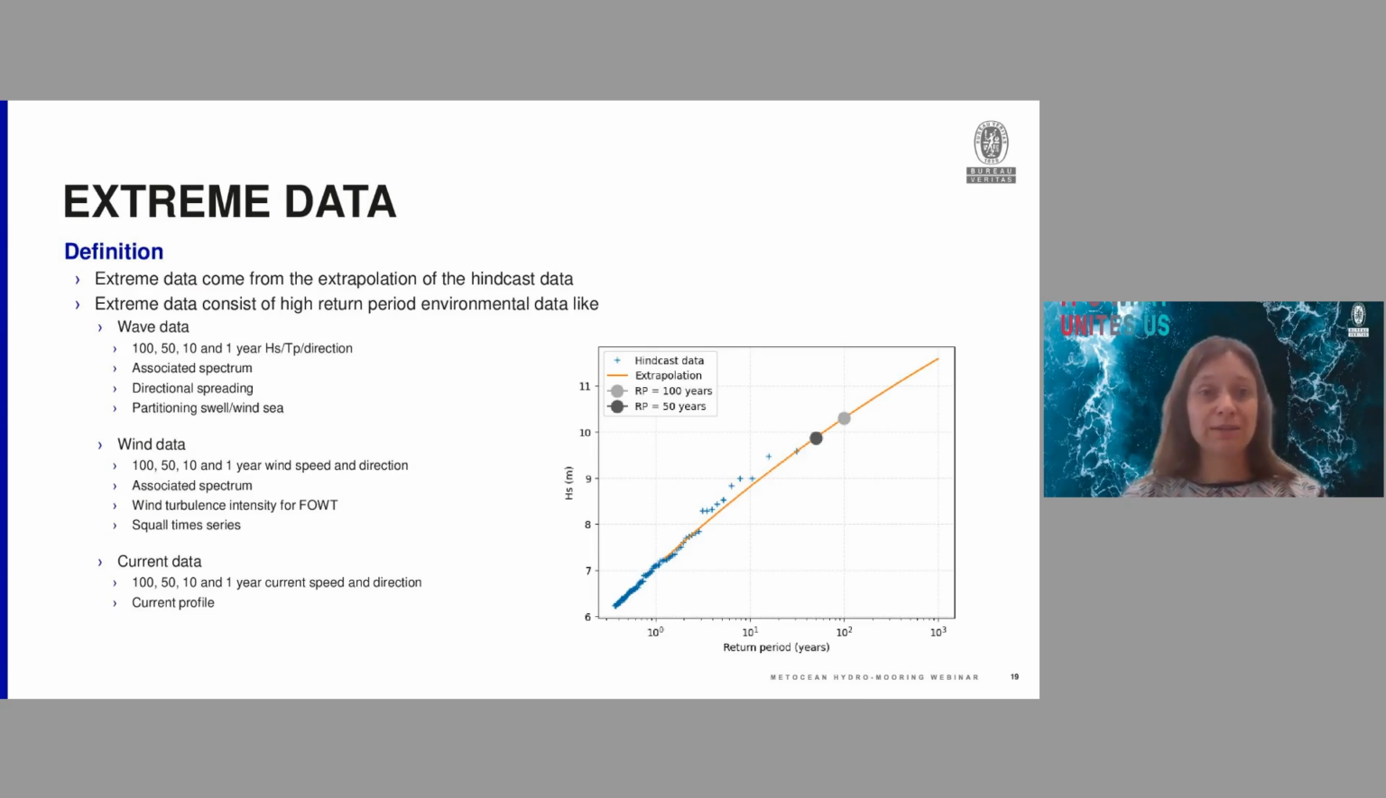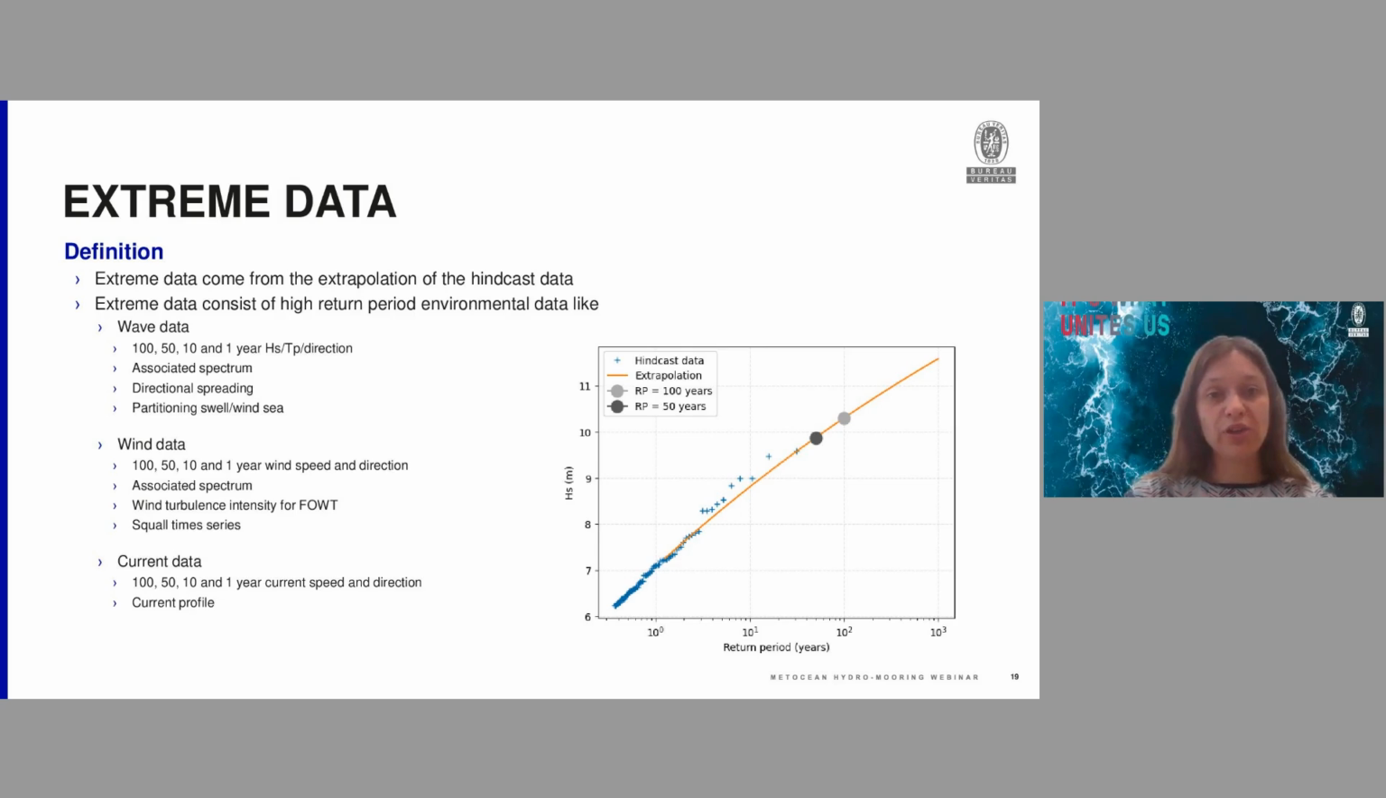Then the extreme data. Extreme data are an extrapolation from the in-cast data. You can see on the graph, you have the blue dots that are the in-cast data. And then we make an extrapolation to compute the extreme return period. For example, here you can see the light gray dot. It's a 100-year return period, meaning it's a sea state that will occur with a probability of 10 minus 2 each year.